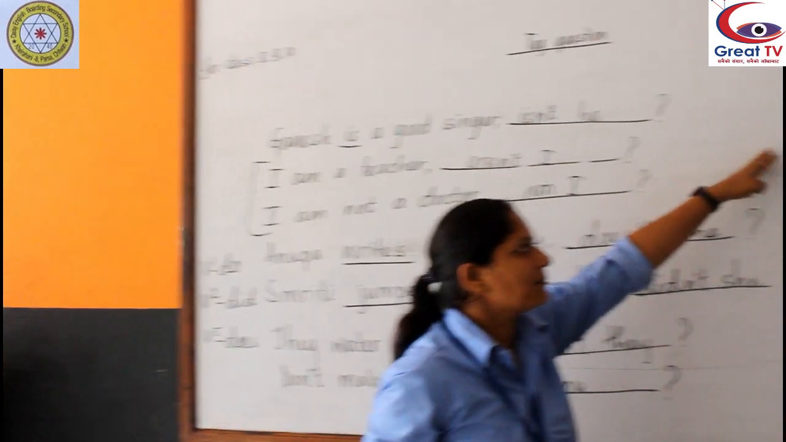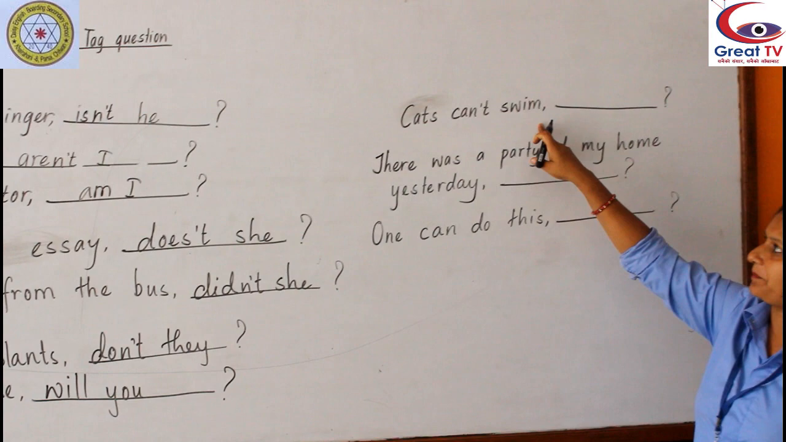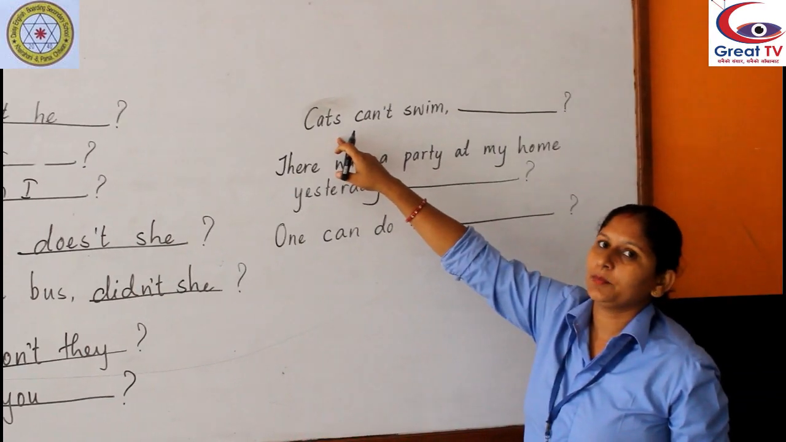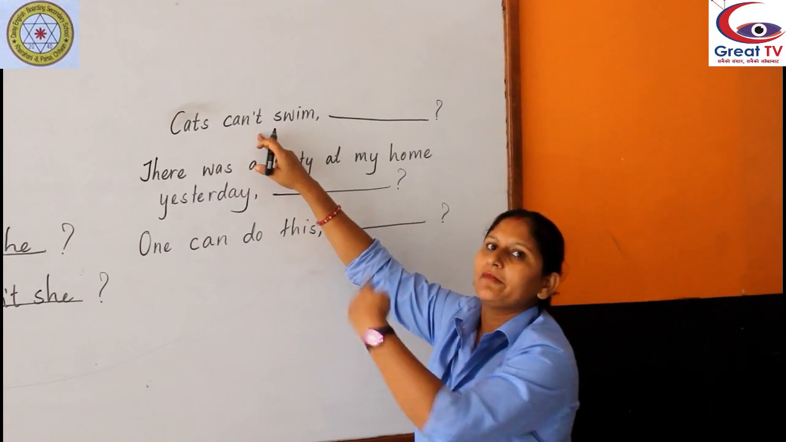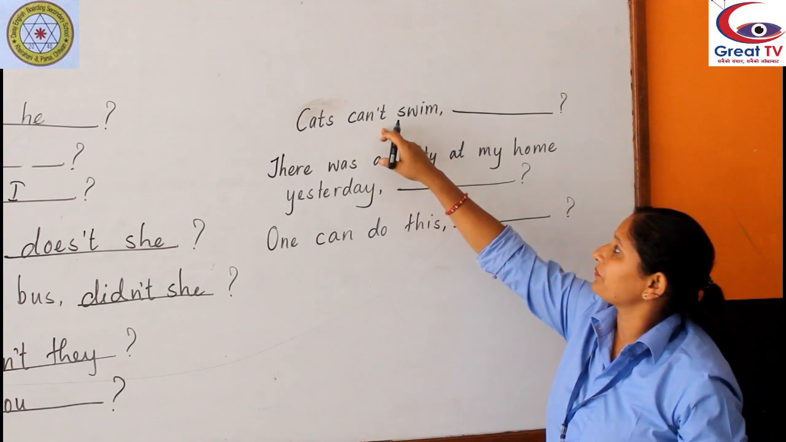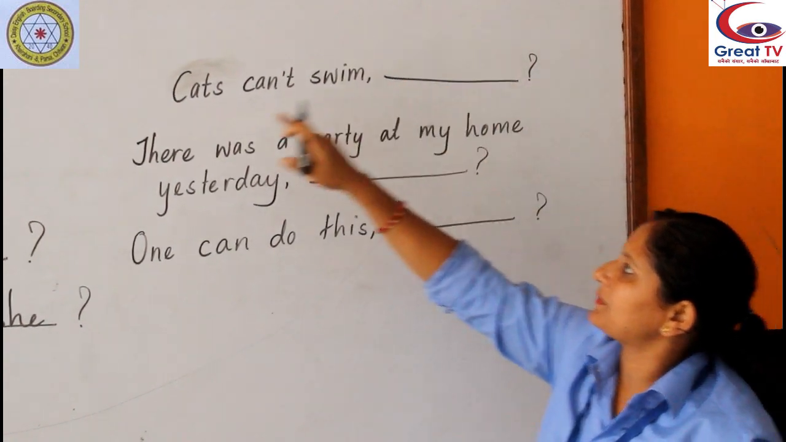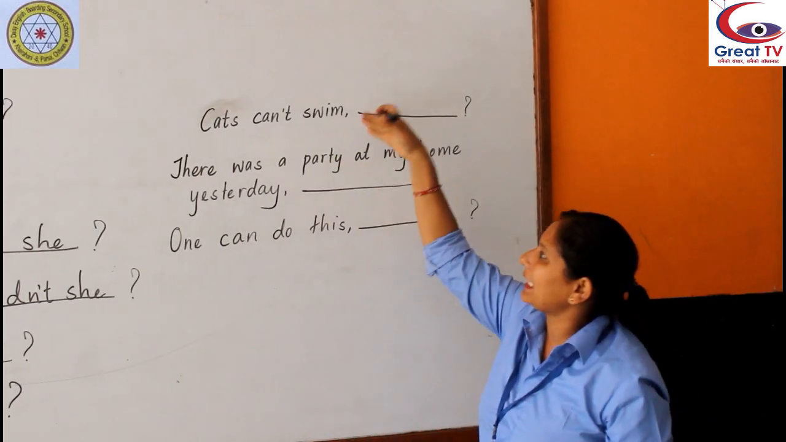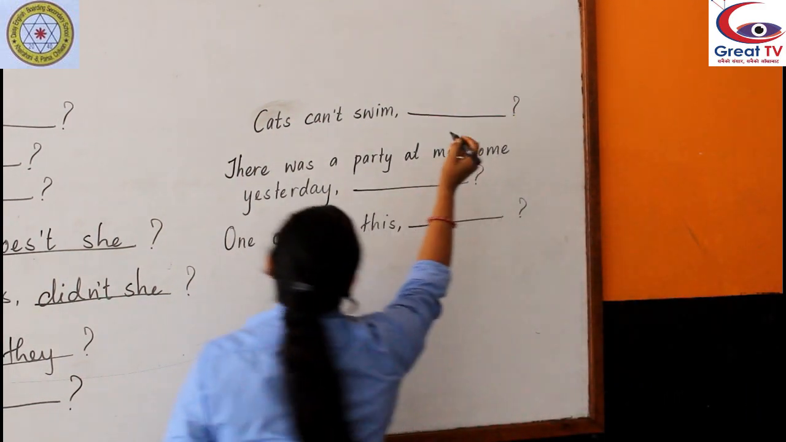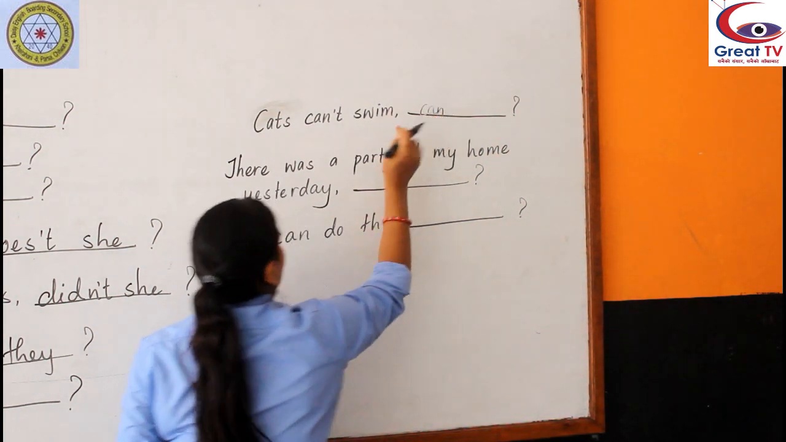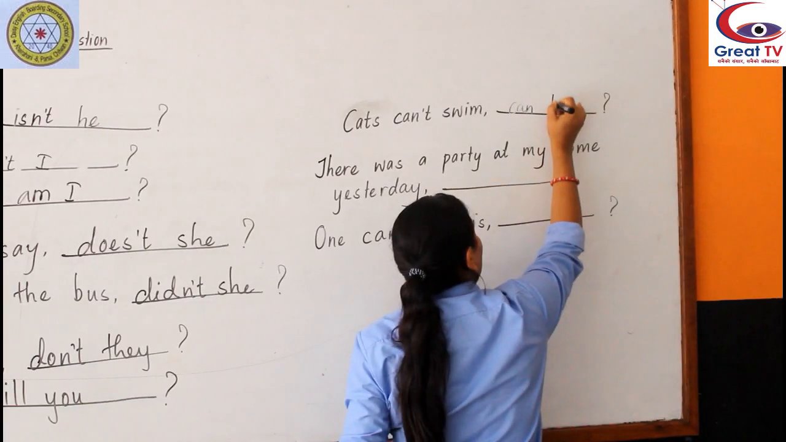And next one, cats can't swim. Cats, plural countable. Can't gives the sense of no, a negative matter. So the tag will be positive. Since cats can't swim is a negative sentence, the tag will be affirmative. Can they? Because cats here is a plural noun.